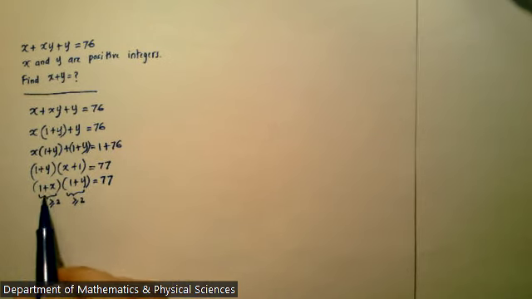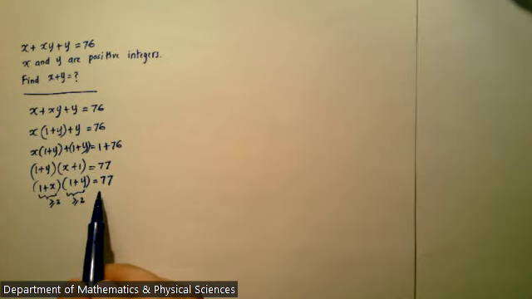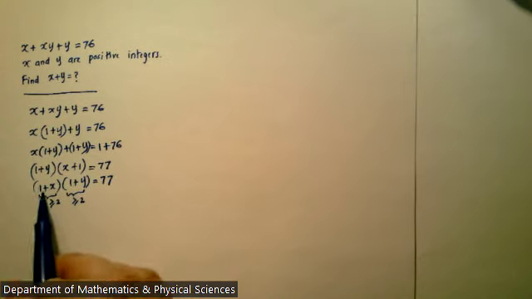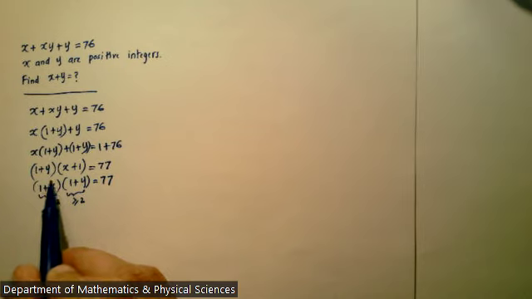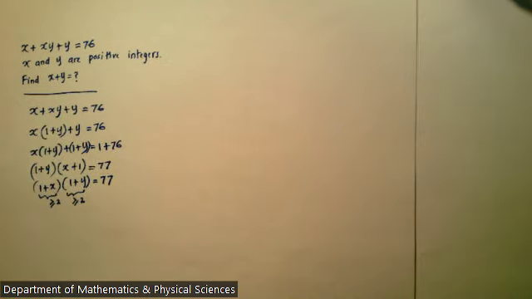Now we have a product of two positive integers which are greater than or equal to 2 is equal to 77. And we need to find what x plus y is equal to. Let's see if we can figure out what 1 plus x and 1 plus y should be equal to first. Then we can find what x plus y is equal to.